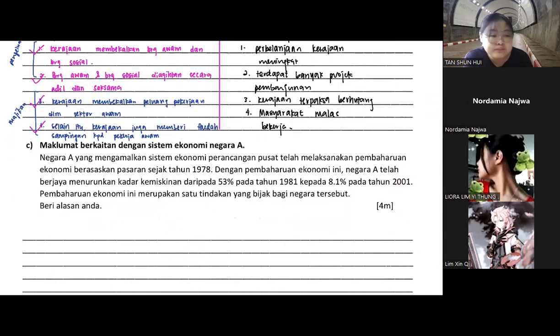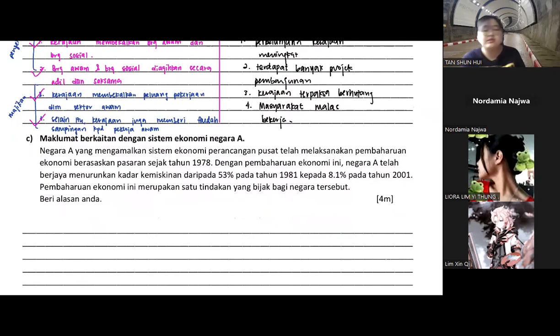Okay, then let's move on. Now, this one is also similar to the top one. They try to tell you about system economy. Just now they used the word campur tangan, and now they say, maklumat berkaitan dengan sistem ekonomi negara. A, mengamalkan sistem perancangan pusat. Telah melaksanakan, okay, they launch pembaruan ekonomi berasas pasaran. So they launch a new economy system, which is berasaskan pasaran. Asaskan means based on. They run a new economy which is based on the market.